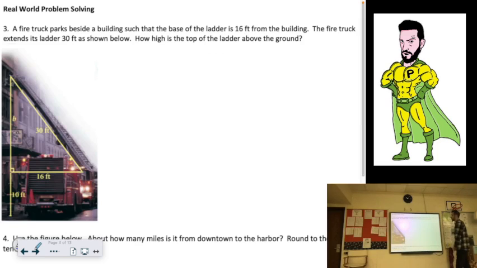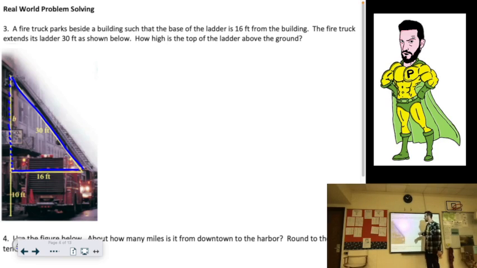A fire truck parks beside a building such that the base of the ladder is 16 feet from the building. The fire truck extends its ladder 30 feet as shown below. How high is the top of the ladder above the ground? So if you look, we have it coming out 16 feet. Okay, we have it going diagonal at 30 feet, so the 30 would be our hypotenuse. Now we have to find this other leg.